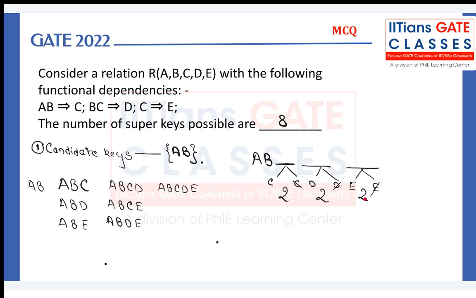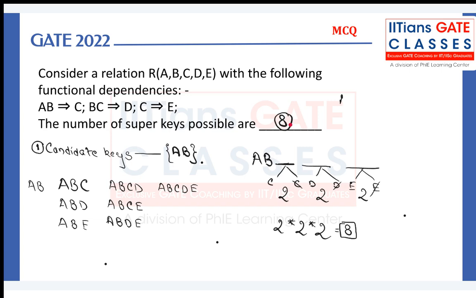So along with AB, you can either choose to put C or not put C. That's two choices. Multiplied by, you can either choose to put D or not D. Two more choices. You can choose to put E or not put E. You got two more choices. In total, you have 8 choices. Okay, is it clear now?